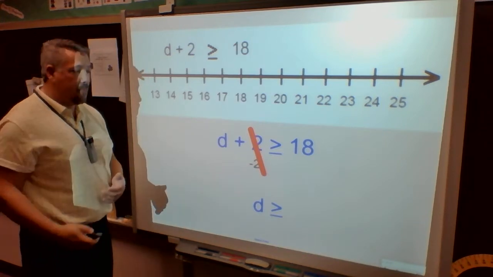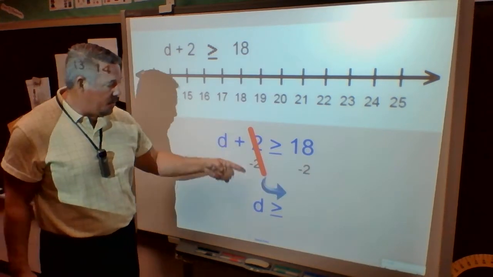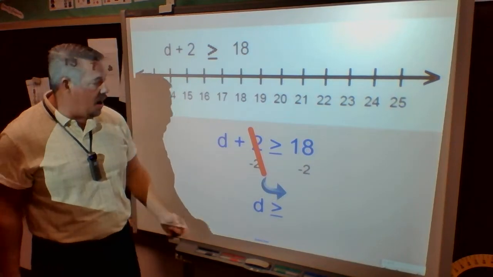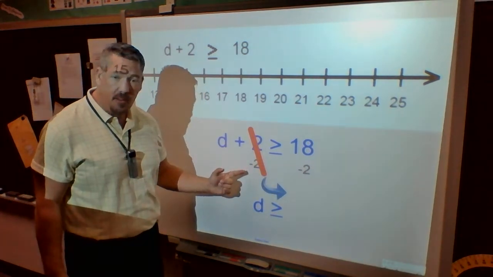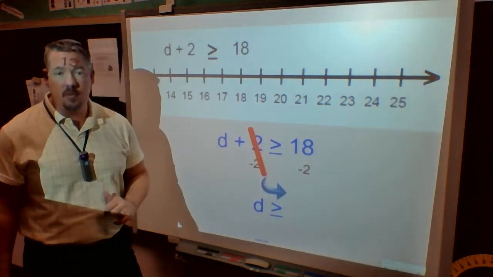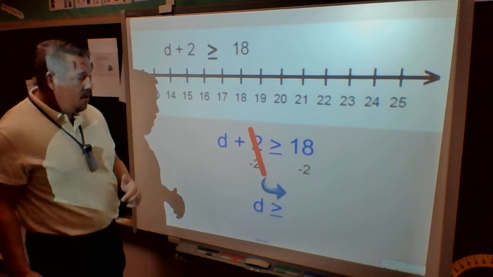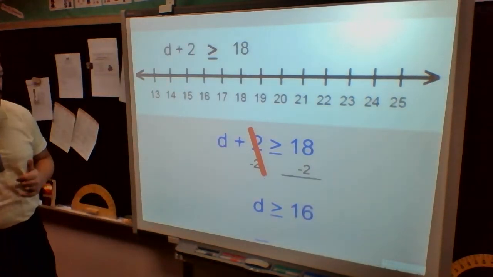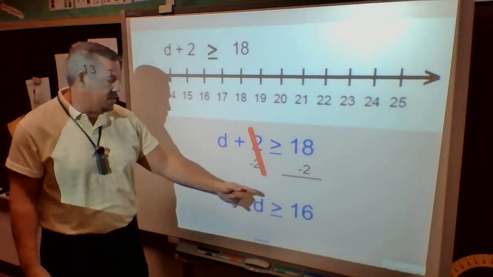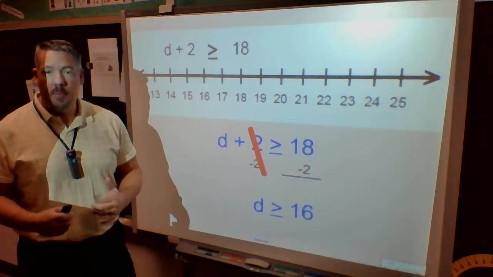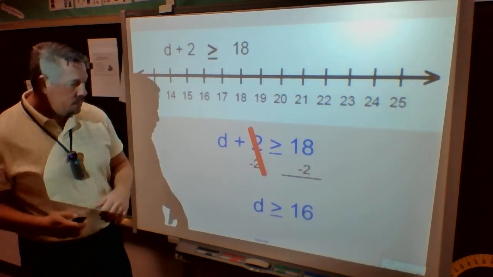Then I do it on the opposite side. So I did my opposite function, I go to my opposite side, and now over here I'm going to subtract 2. 18 minus 2, that is second grade work of subtraction. 18 minus 2 is 16. Easy peasy, shouldn't be a problem at all.